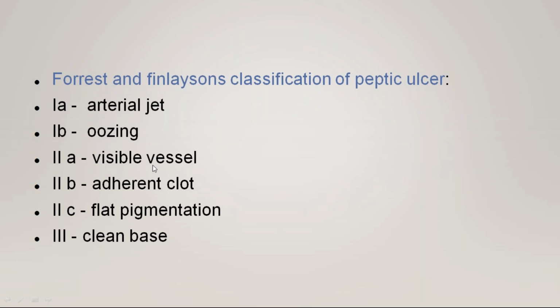2A means only a visible vessel is present. 2B means there is an adherent clot, and 2C means flat pigmentation. 3 means clean base ulcer.